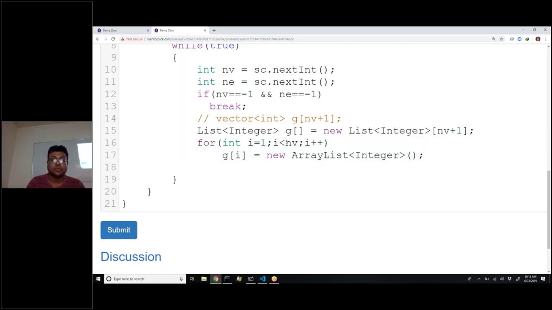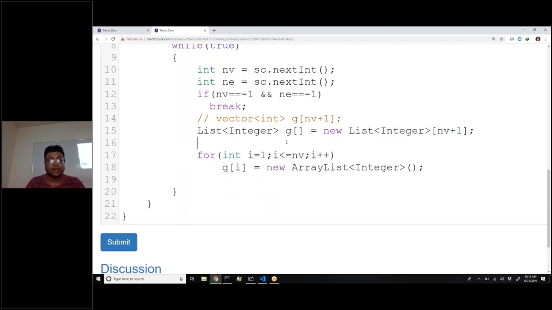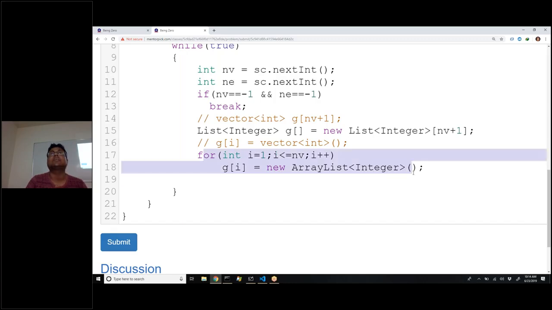Now, if you are coding in C++, ideally you can go ahead and say g of i in this loop is equal to vector of int blank. But in C++, the vectors are initialized by default. Even if we do not write this loop for C++, we should be good. But for Java and C#, we have to initialize explicitly. Correct? Because in C++, the default constructor is called automatically. So this is clear why we are initializing this.